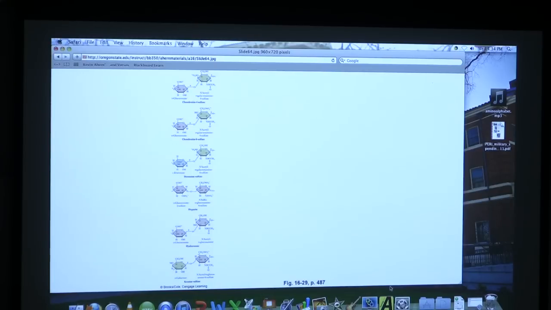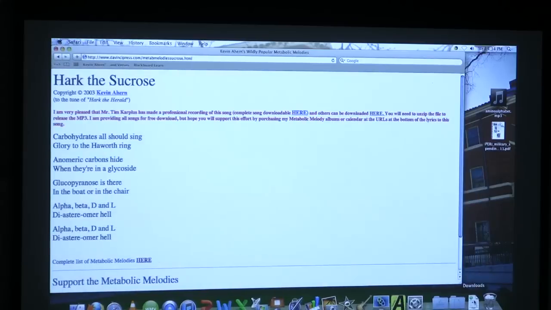Okay. This should summarize your knowledge of, did the wrong one. There we go. It's called Hark the Sucrose. Very easy to sing.